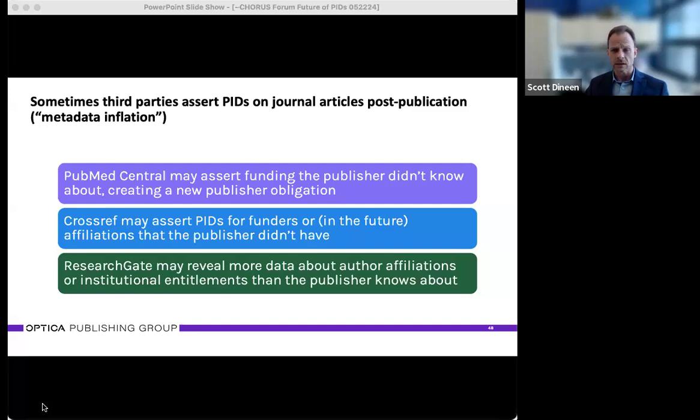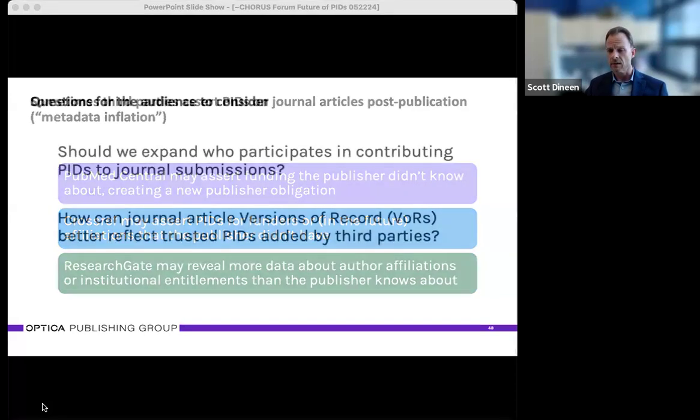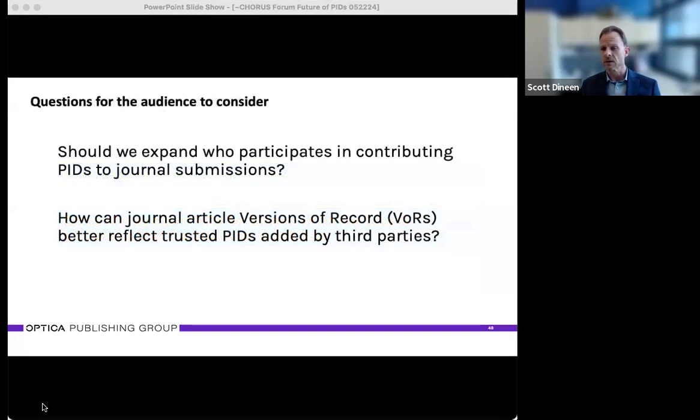We can go to the last slide. I have a contact me slide, but this is the provocative question slide. So hopefully I've set the table to pose these two questions. Again, they overlap a little bit with what my colleagues brought up.